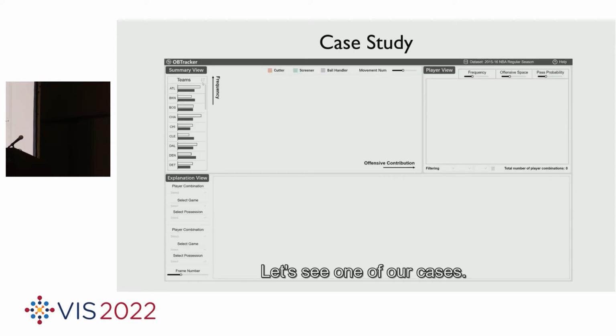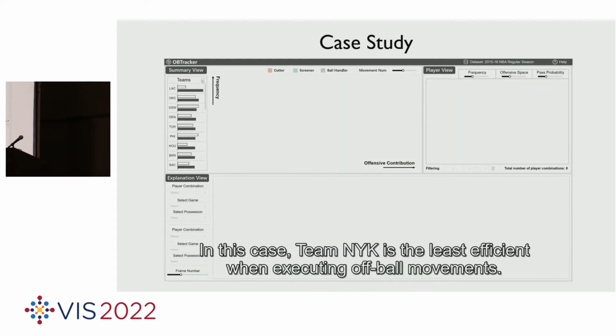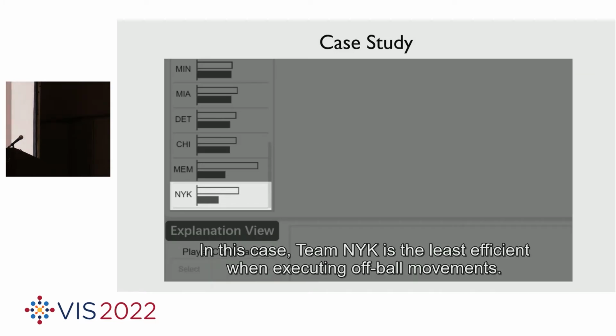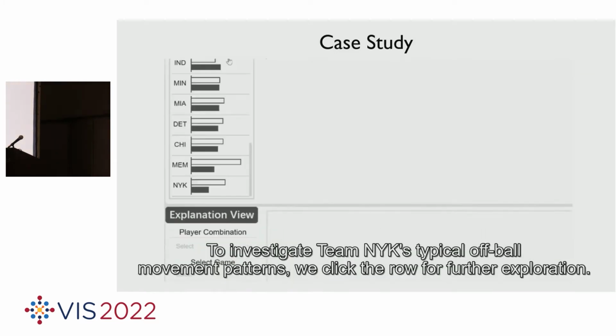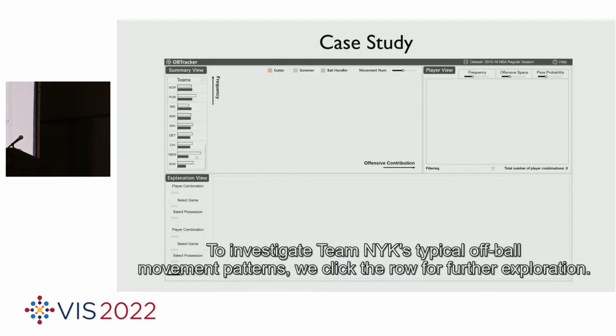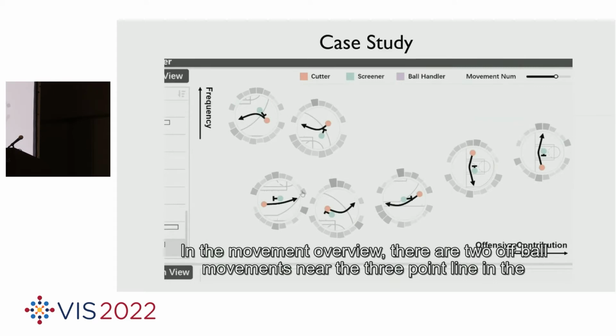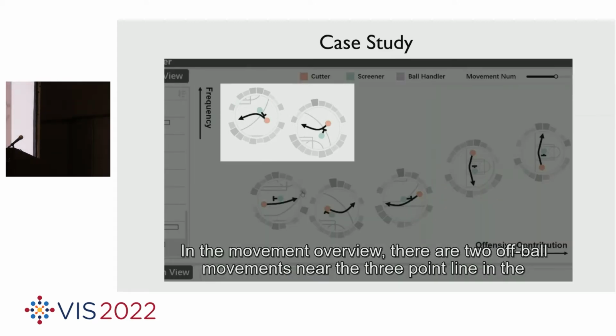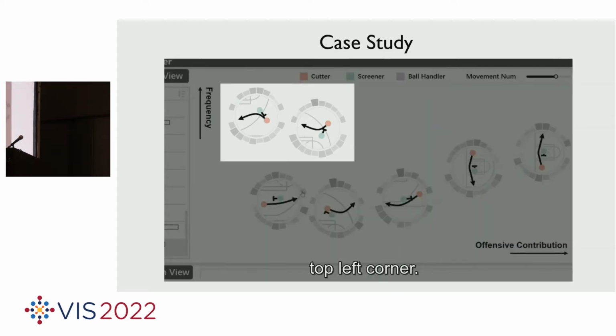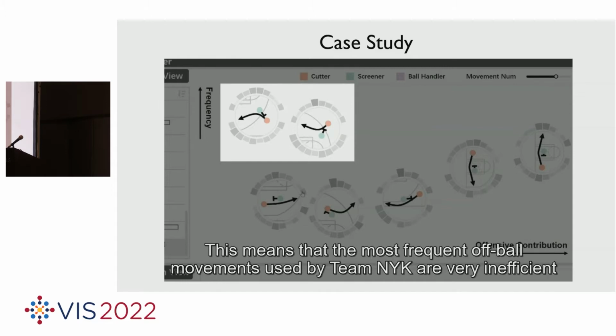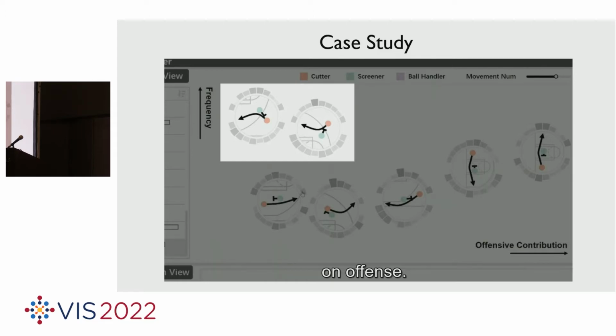Let's see one of our cases. In this case, Team New York Knicks is the least efficient when executing off-ball movements. To investigate Team New York Knicks' typical off-ball movement patterns, we click the row for further exploration. In the movement overview, there are 2 off-ball movements near the 3-point line in the top left corner. This means that the most frequent off-ball movements used by Team New York Knicks are very inefficient on offense.